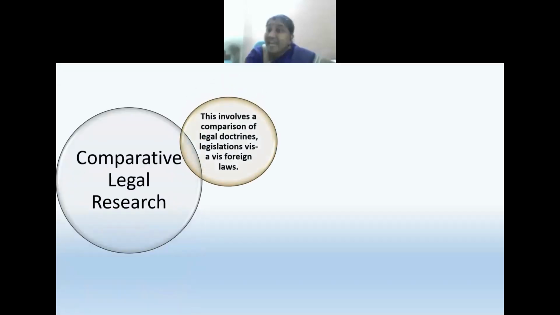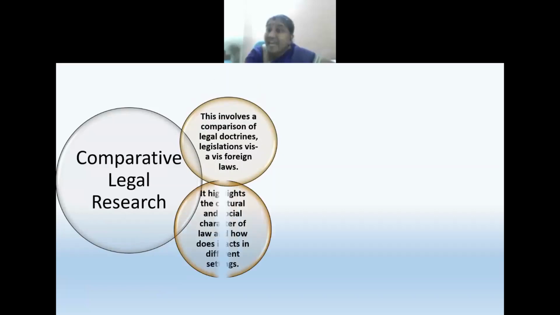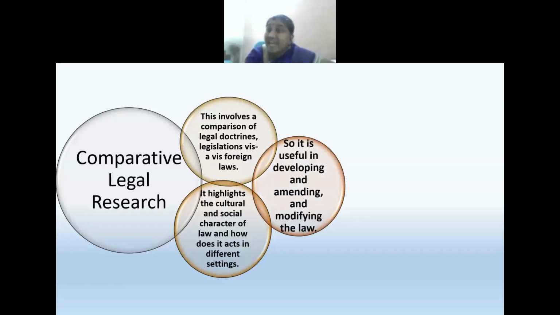Now, comparative legal research. This involves a comparison of legal doctrines and legislations vis-a-vis foreign laws. You might think I am only talking about kinds of legal research which everybody knows. No. For data collection, you have to understand this basic, and then only your data collection will be right. For example, many students sometimes misunderstand comparative legal research. When we say comparative legal research, you take a topic or a specific issue and compare it with other countries' laws, how it has been adopted. So it is very useful in developing, amending and modifying the law in our country.